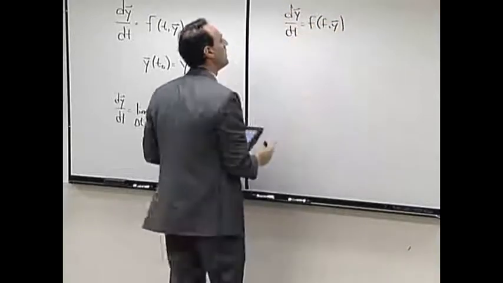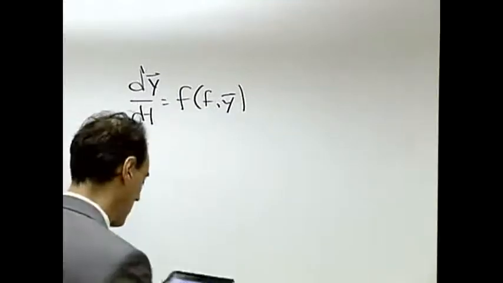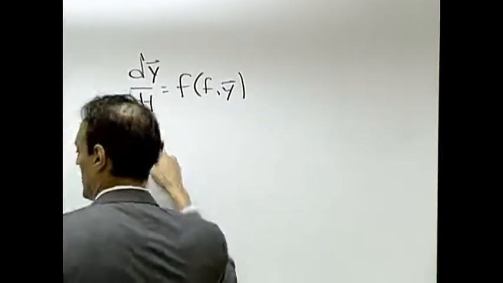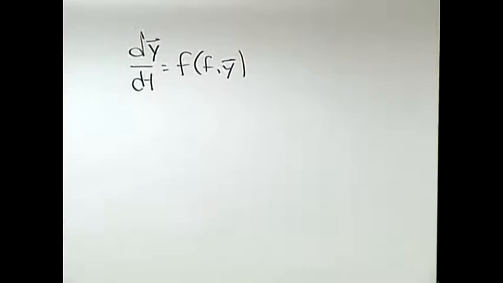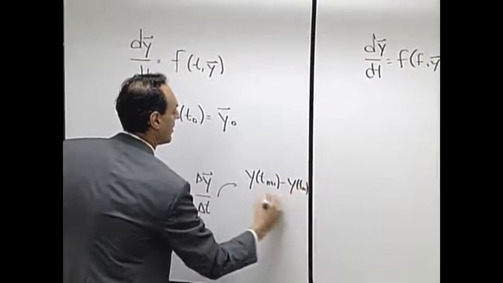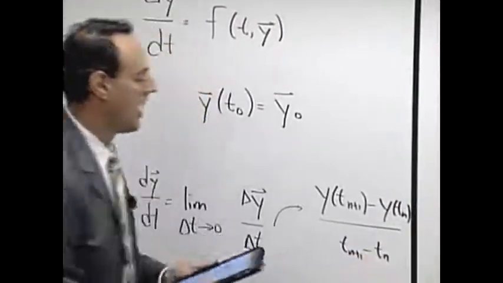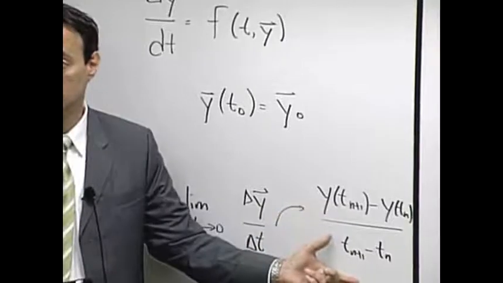What I'm going to do is say, well, I can't really calculate this. So what I'll calculate is something close. I'll take this thing here, and this thing here is something like y of t of n plus 1 minus y of t of n over t of n plus 1 minus t of n. So I've discretized my space and time.